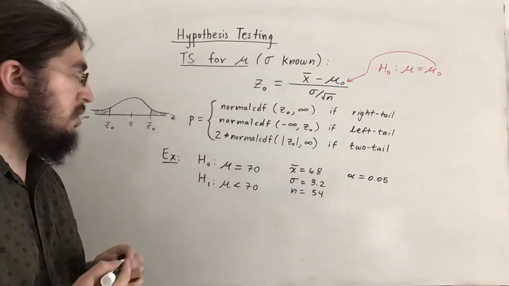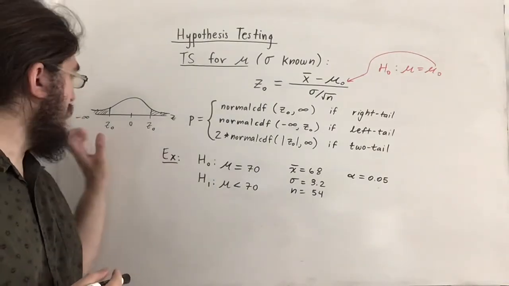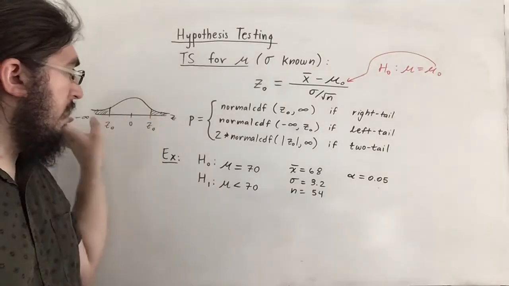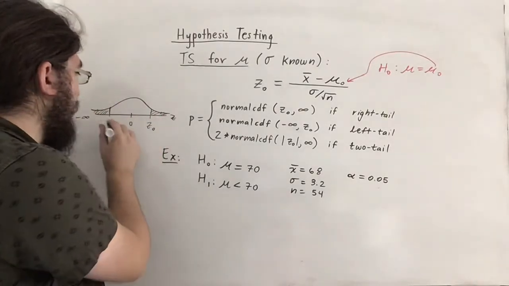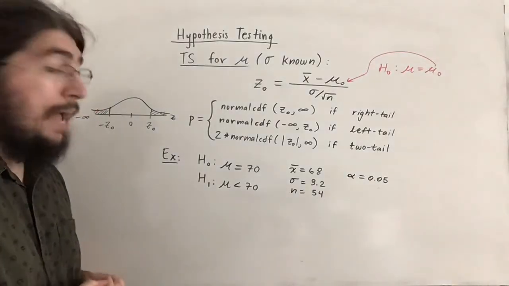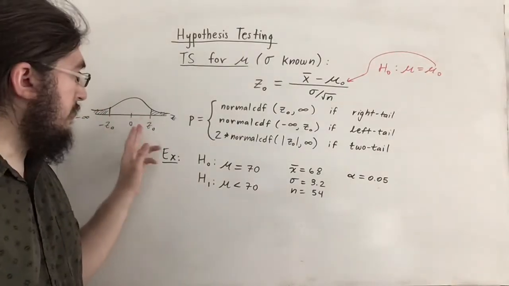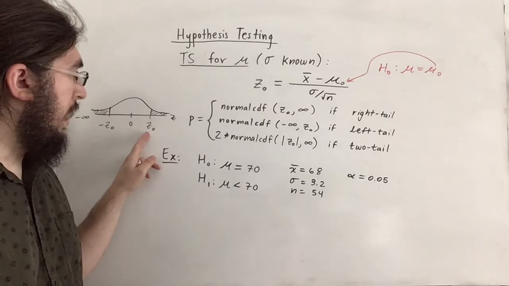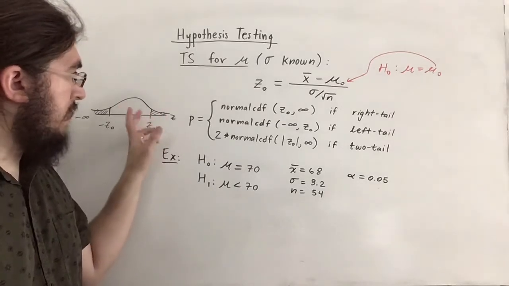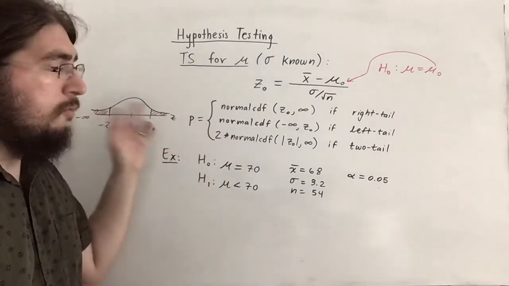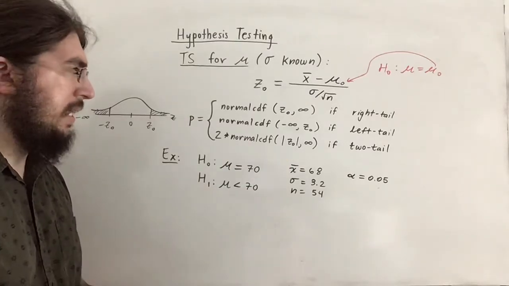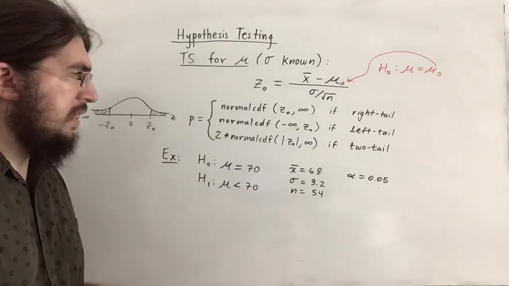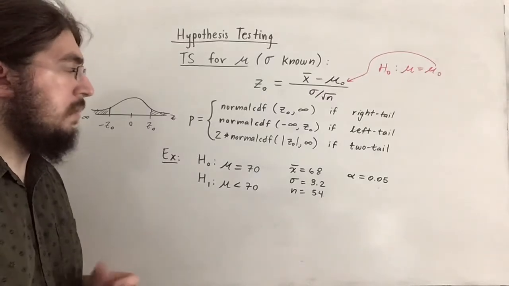But, as you might imagine, since this area and this area are the same by symmetry, if this is negative z naught, for instance, then the absolute value of z naught will just be this positive one, and then taking that area and multiplying it by 2 will account for both of them in the two-tailed case. So I hope that part kind of makes sense. We'll again have to see a few examples to see really what's going on.